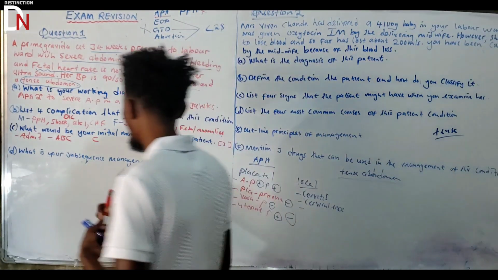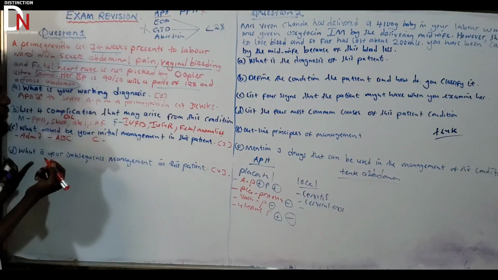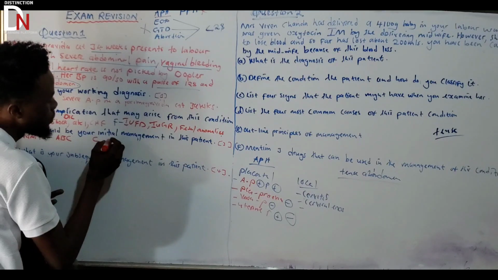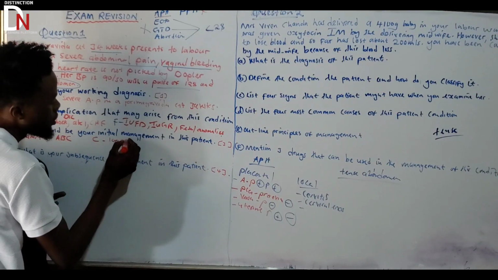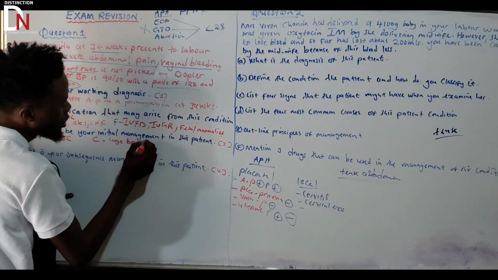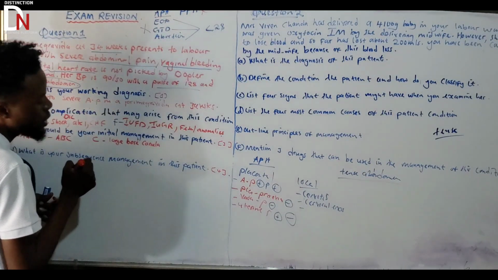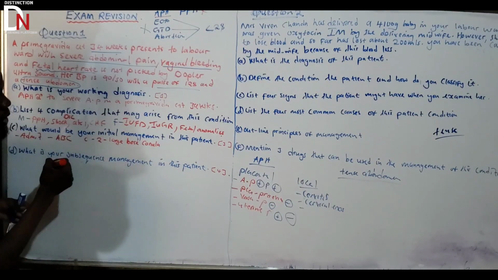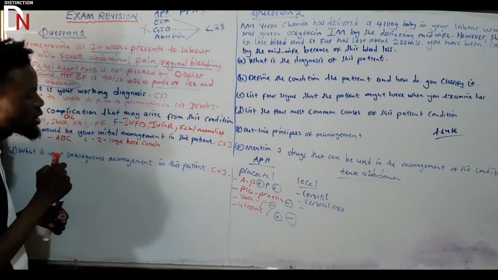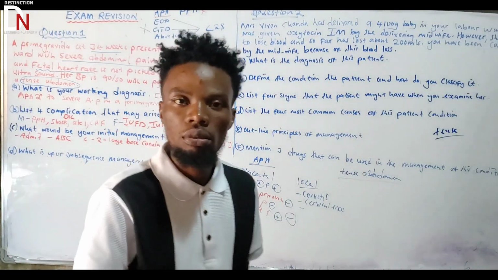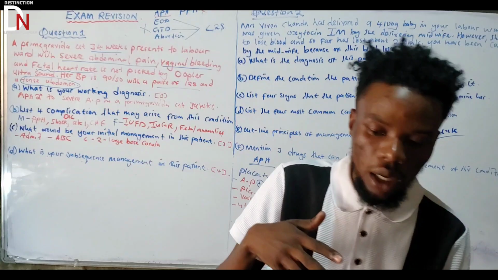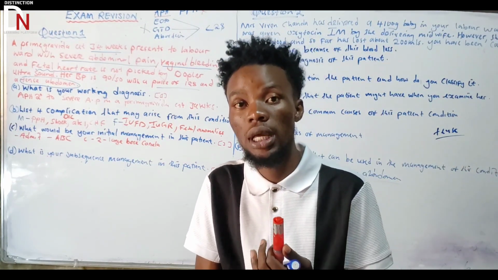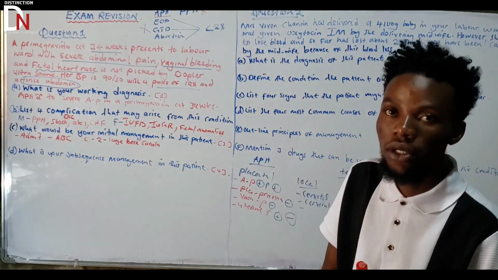So here, what can you do? The first thing that they advise is to obtain a large bore cannula. Basically they say two large bore cannulas. After you insert the two large bore cannulas, what do you do now? Then you need to start infusing crystalloid, like Ringer's lactate and normal saline.